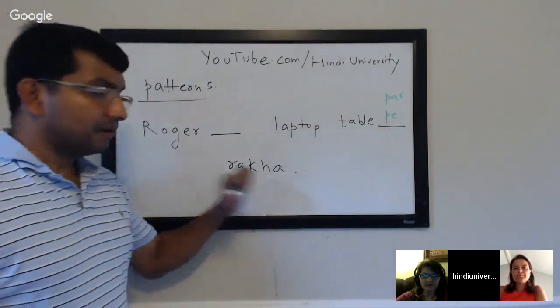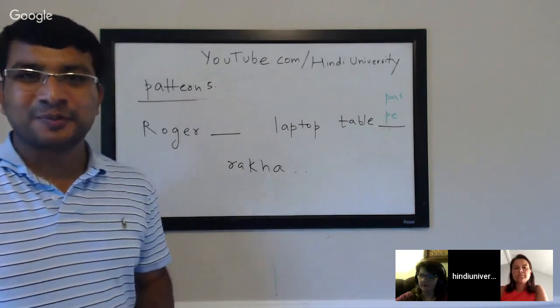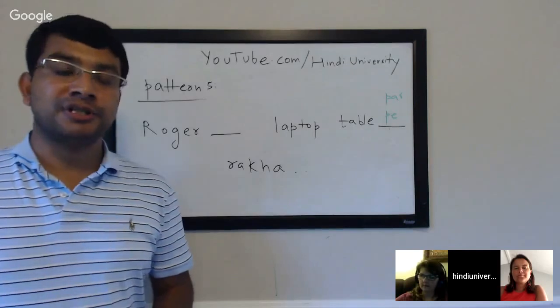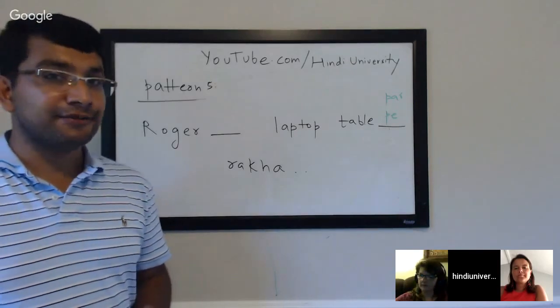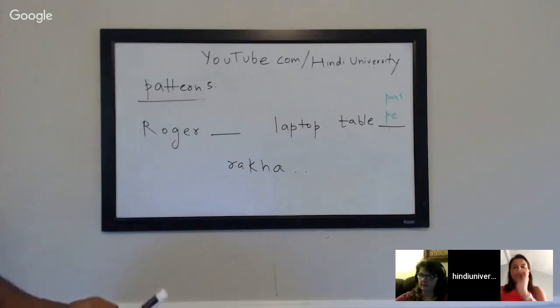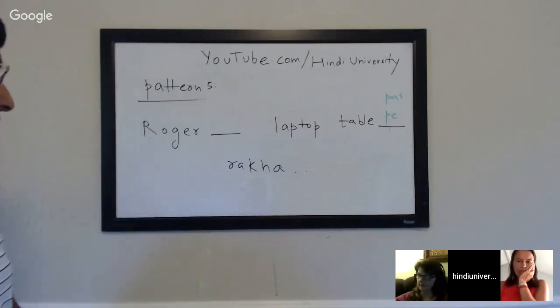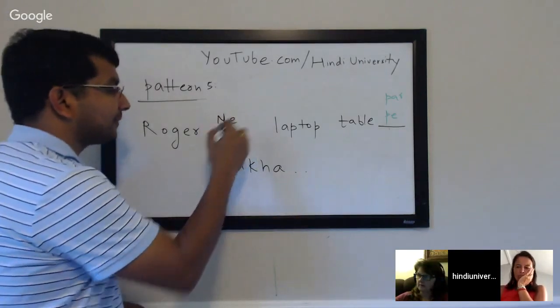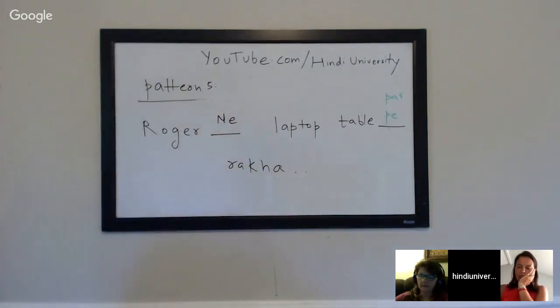Again, रखा is a transitive verb, right? मैंने खाना फ्रिज में रखा. I put the food in the fridge. रखना is the transitive verb, and the past form of that is रखा. So it would be Roger ने laptop table पे रखा. Thank you so much. Even this one was a bit challenging.